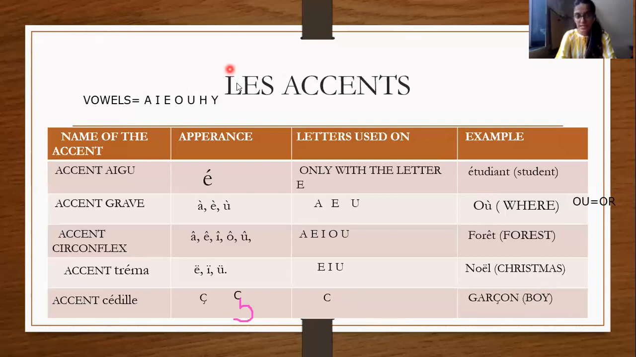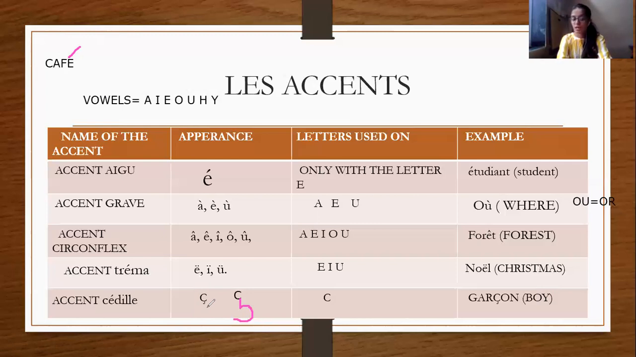A great example is café. Café, which means coffee or café as well. In café, this C is pronounced as K, or ka. But many words in French with the letter C are pronounced with an S sound. So when we have the letter C with the accent cédille, we pronounce it with the letter S.